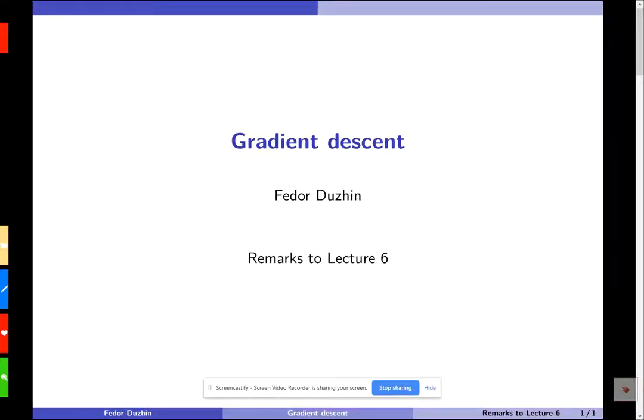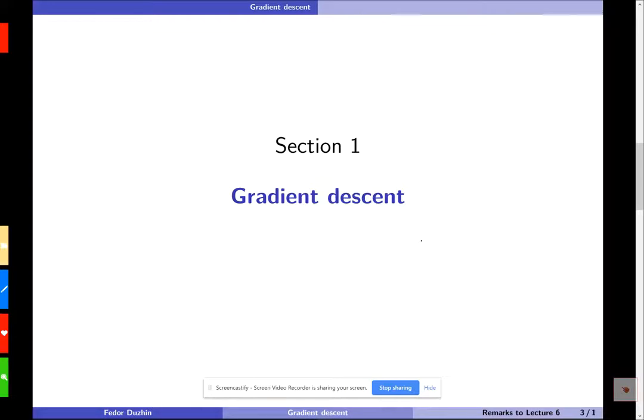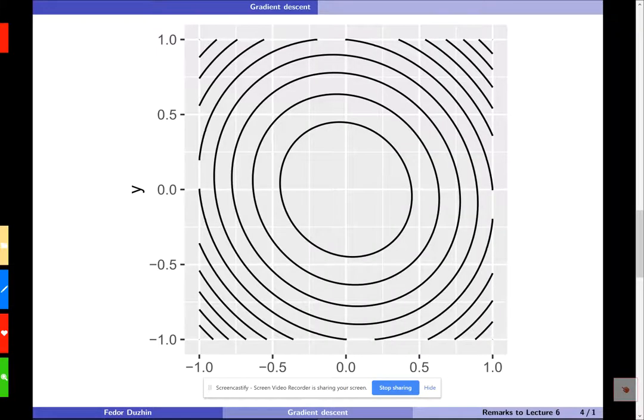So I would like to add a few remarks about gradient descent. It's about a common pitfall of gradient descent. For illustration, I'm going to use a few two-dimensional examples. So this is a function of two variables, like z equals some function f of x, y, and these are level curves of this function.